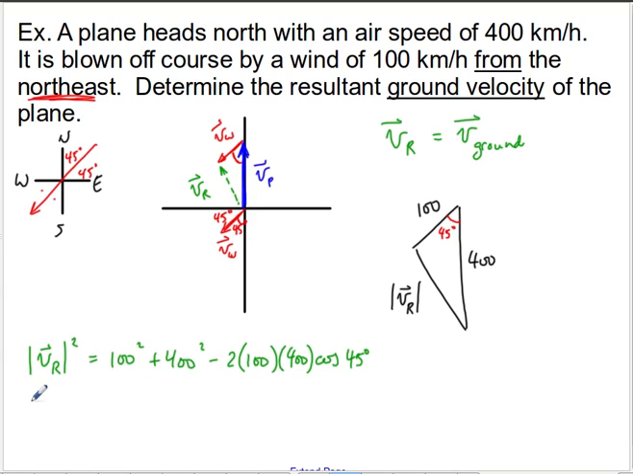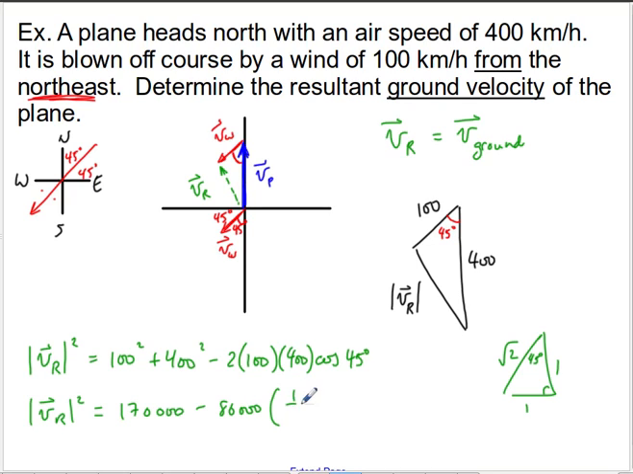If we do our calculations there, we find out that the magnitude of V sub r squared works out to be, just to remind you, we've got the cosine of 45 degrees. And so that's our 1 root 2 triangle. So this is 1 over root 2. So when we put all of this together, we end up with 170,000 minus 80,000 times 1 over root 2.